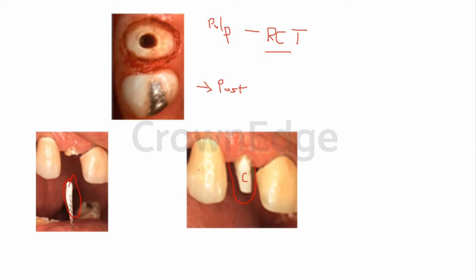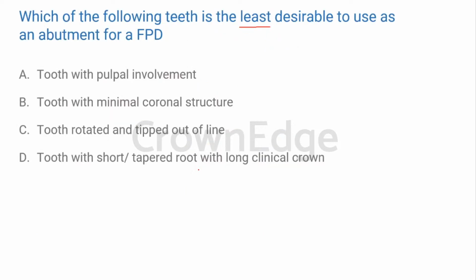Right. So coming back, I see many of you have got it right. Very good, perfect. All of you have got it right. The answer should be a short tapered root with a long clinical crown. This I'm treating with RCT. This I'm treating with post and core. Rotated and tipped out of line, I can also do an intentional root canal, and I can make it straighter to use as an abutment.